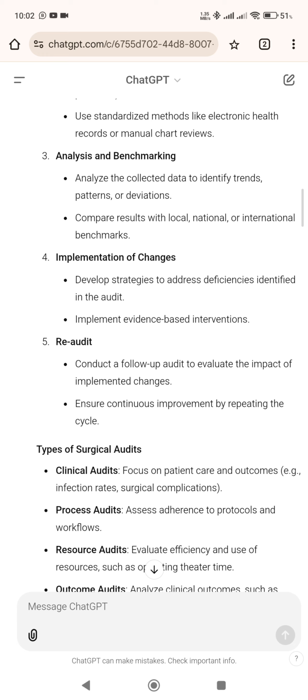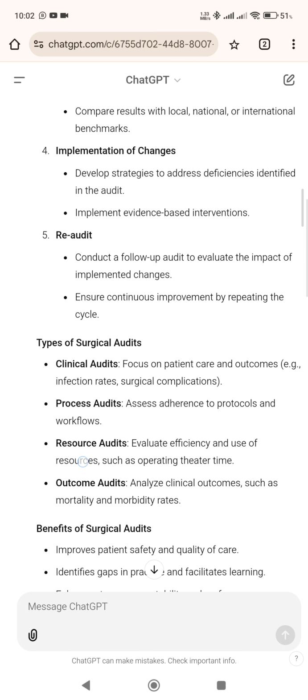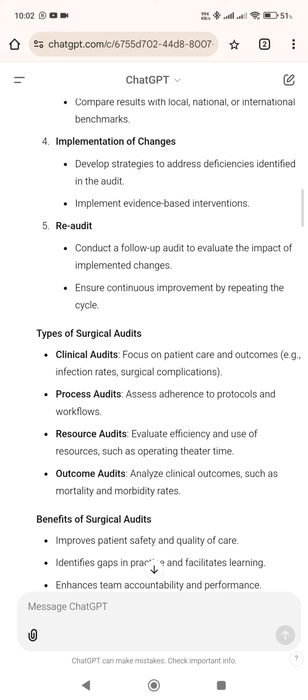3. Analysis and benchmarking. Analyze the collected data to identify trends, patterns, or deviations. Compare results with local, national, or international benchmarks. 4. Implementation of changes. Develop strategies to address deficiencies identified in the audit. Implement evidence-based interventions. 5. Re-audit. Conduct a follow-up audit to evaluate the impact of implemented changes. Ensure continuous improvement by repeating the cycle.